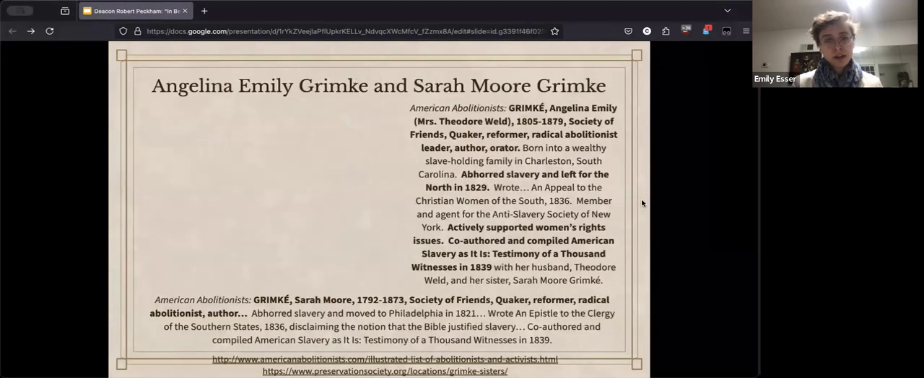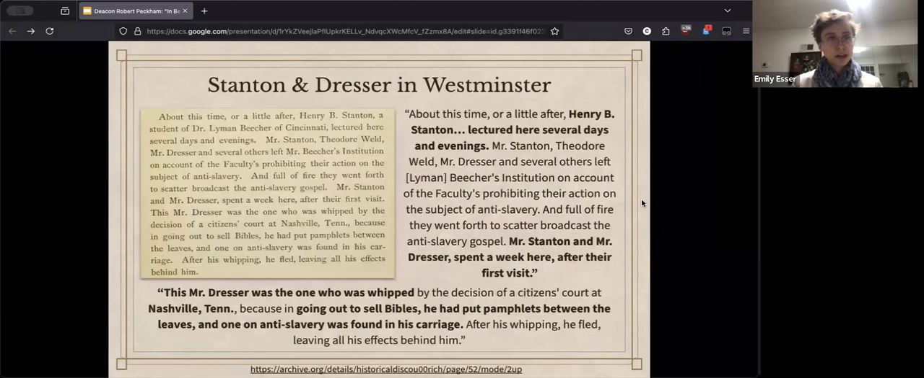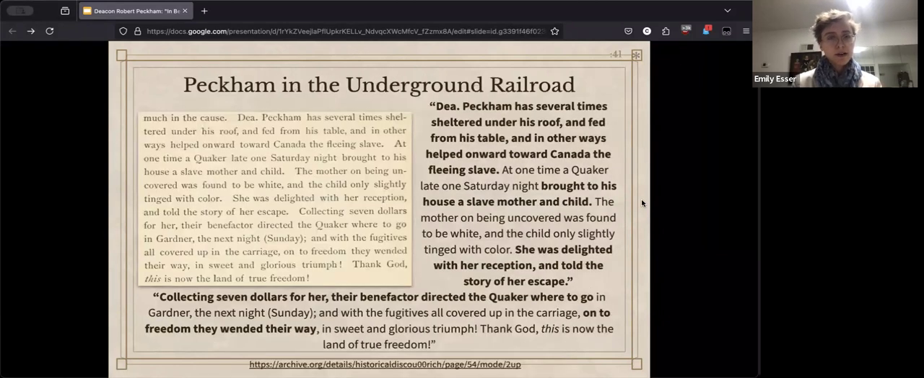More illustrations. There's Abby Kelly Foster, the Grimkes, Sally Holly, Henry B. Stanton, Amos Dresser, Stanton and Dresser in Westminster, Torrey, and the Underground Railroad.